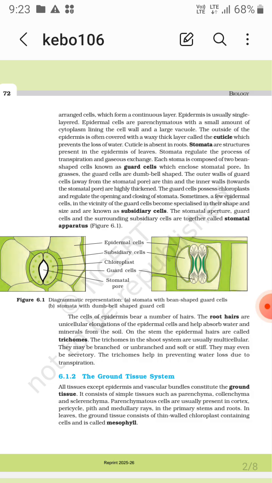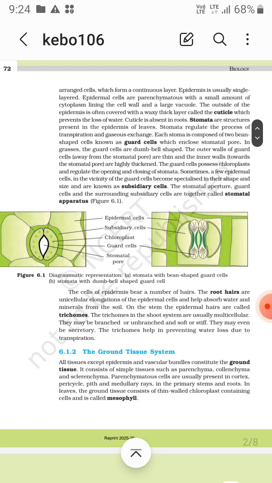In grasses, the guard cells are dumbbell shaped. The outer walls of the guard cells away from the stomatal pore are thin, and the inner walls, towards the stomatal pore, are highly thickened. The guard cells possess chloroplasts and regulate the opening and closing of stomata. Sometimes a few epidermal cells in the vicinity of the guard cells become specialized in their shape and size and are known as subsidiary cells. The stomatal aperture, guard cells, and surrounding subsidiary cells are together called the stomatal apparatus.